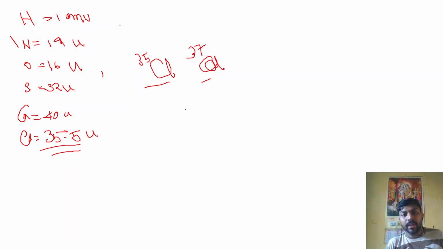So when we calculate, we get an average atomic mass. Generally we calculate average atomic mass, because every element has isotopes, and if there are isotopes we have to count them. Then we have to calculate the relative average atomic mass, and that is why chlorine gets the average value of 35.5 u.